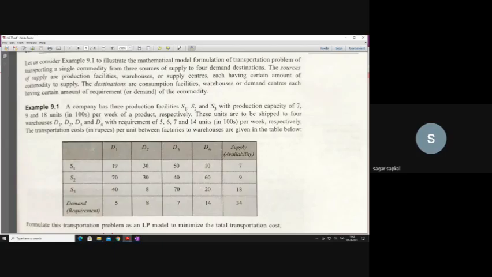Okay, have you taken this problem? Just note down, take down this problem first.